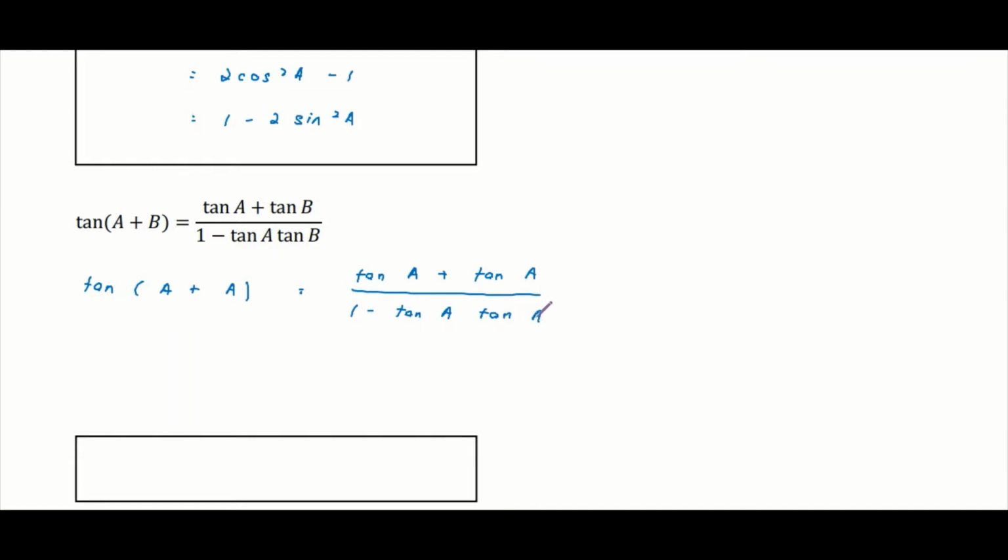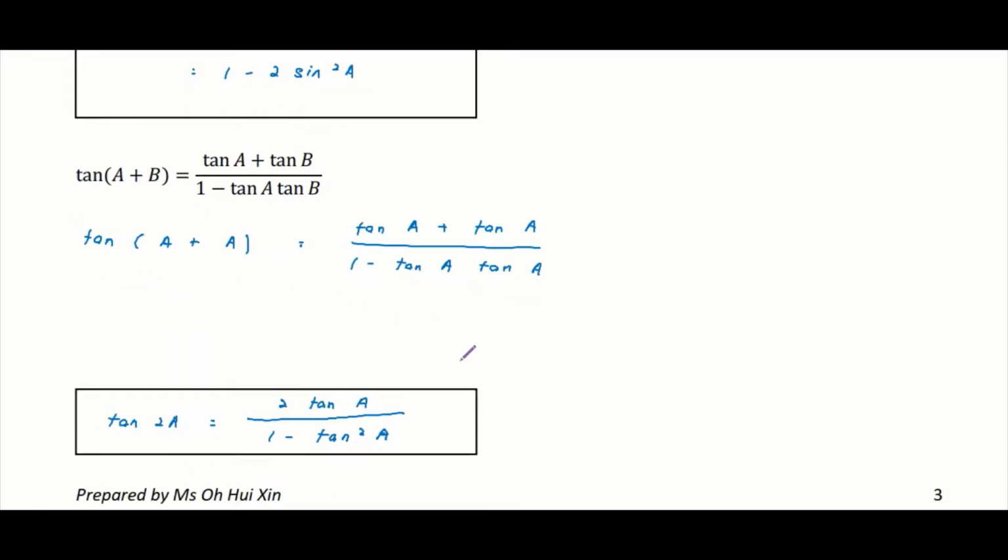Okay, so this one I think is quite easy to simplify. So tangent A plus tangent A, you have 2 tangent A, and then divide by 1 minus tangent A multiply tangent A, you get tangent square A. So this is the formula for tangent 2A. Okay, so that's the part for the double angle formula.